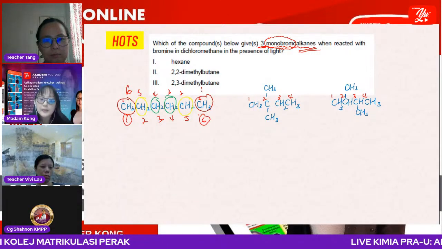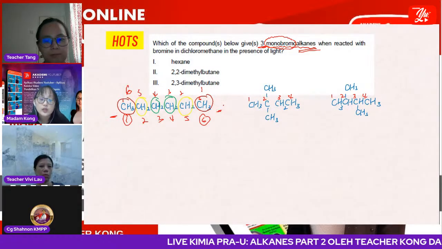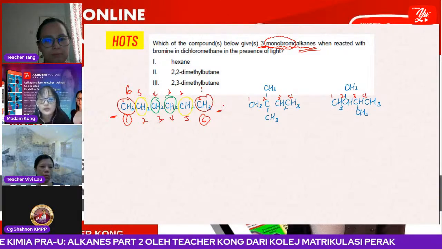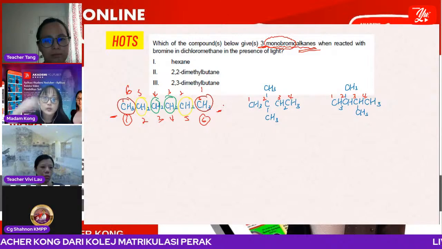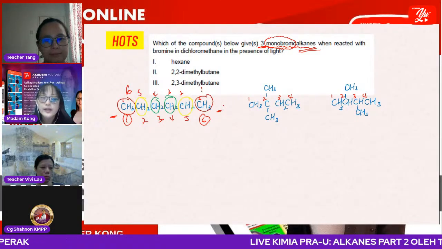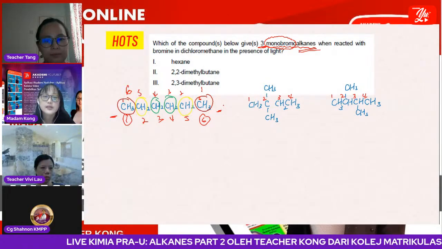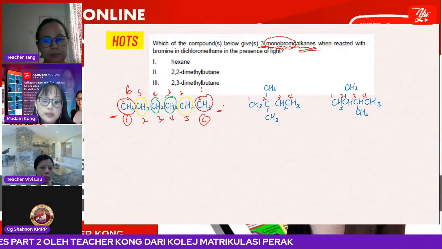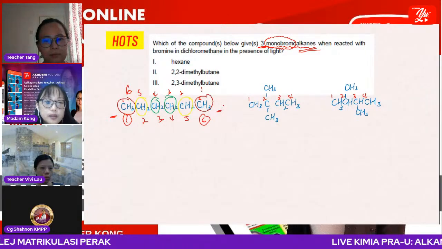Kena ingat. Jangan bagi dua benda, you boleh tahu. Oh, madam, ini C1, bromine kat C1, ini bromine kat C2. Please don't forget, when you assign the position, you can start from 1 to 6 or 6 to 1, from left to right or right to left, from top to bottom or bottom to top. Also no problem. You have to follow the rules and regulations. If there is a functional group, you have to give the priority to the functional group. Next is about the substituent. Give the lowest position, as low as possible. So there are three possibilities for the first compound, hexane.